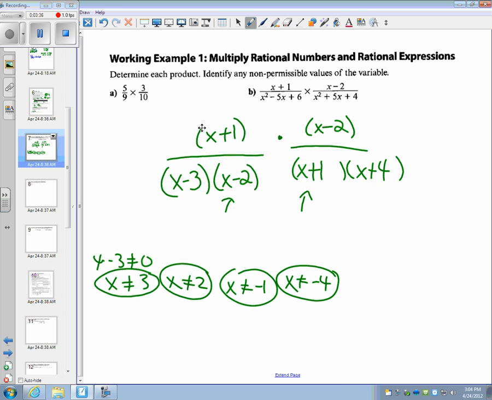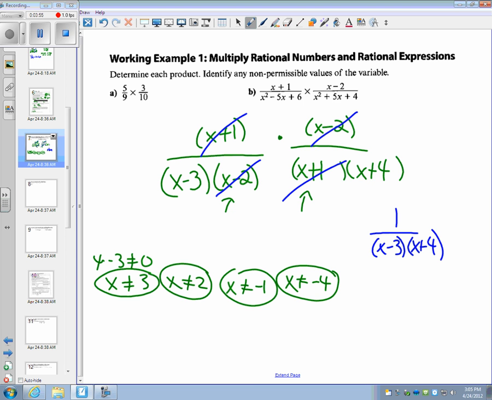Okay, now that I've done non-permissible values, I can multiply. So I multiply them all together, and then I look at the common factors. Well, there's a common factor, and here's a common factor. So what I'm left with is 1 over x minus 3, x plus 4.